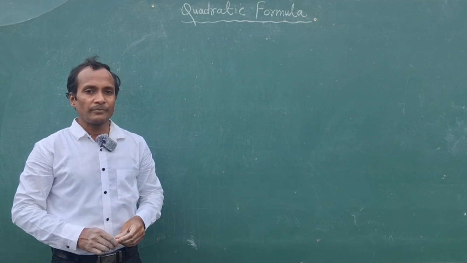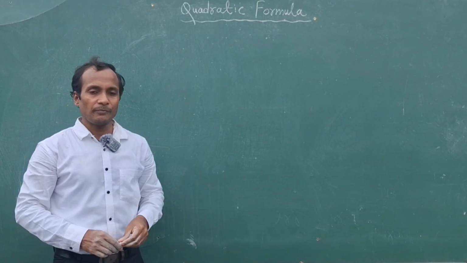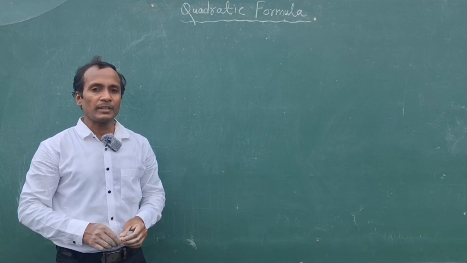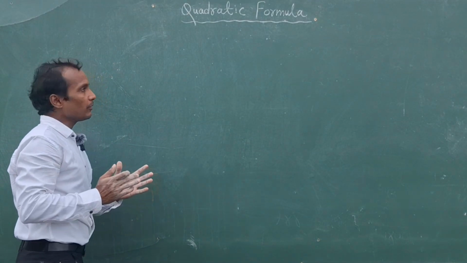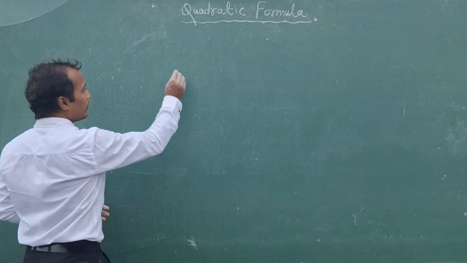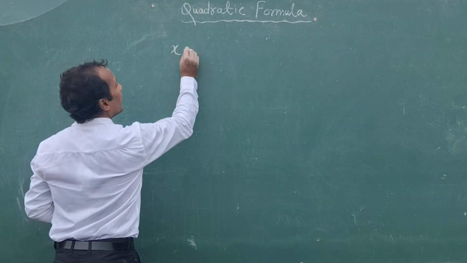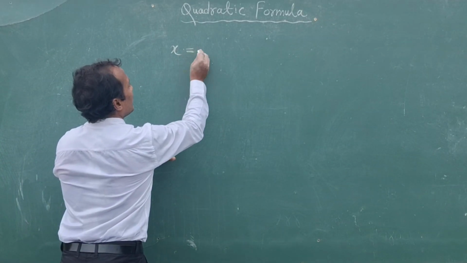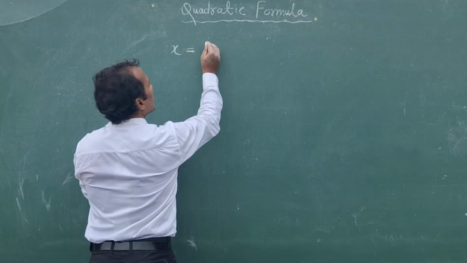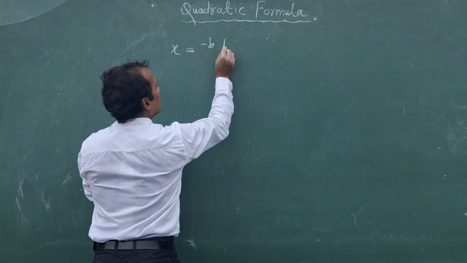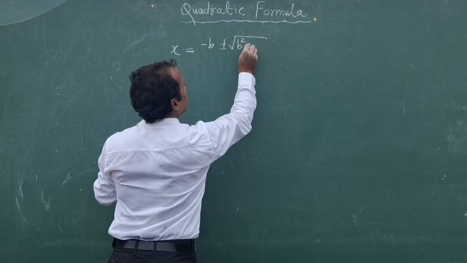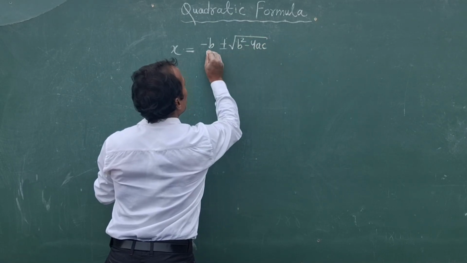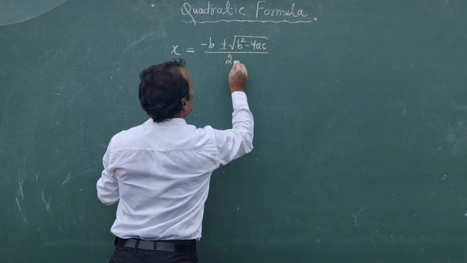Good morning students. Today I will derive the quadratic formula. Do you know what the quadratic formula is? The quadratic formula is used to find the value of the variable in a quadratic equation, correct? And you know the formula: the variable, suppose x, is equal to minus b plus minus square root of b square minus 4ac by 2a.